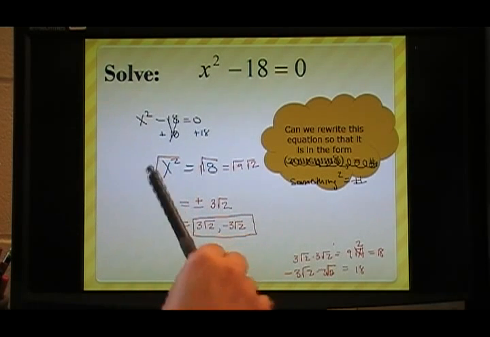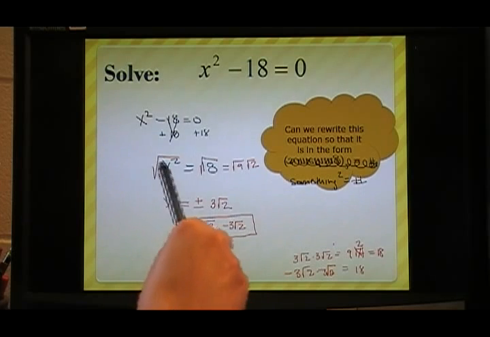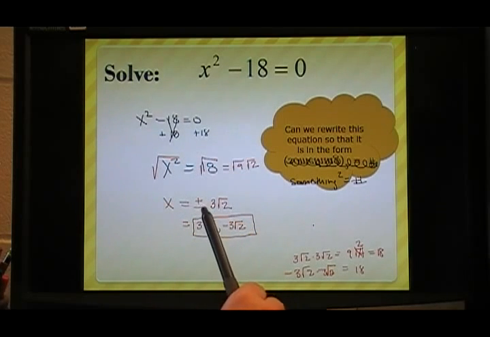So when you're solving by extracting the root, when you take the square root of both sides, you do need both the positive and the negative root as part of your solution set.